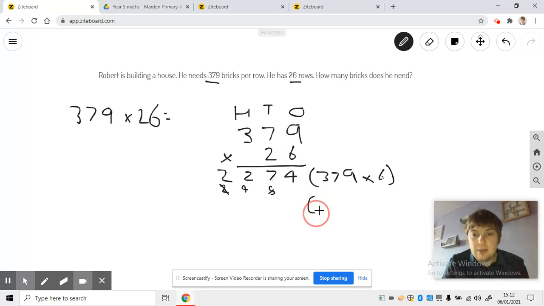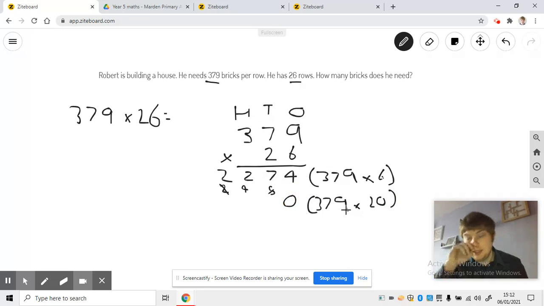We then do our next step, which is 379 multiplied by 20. We know the first step we can do here is our place value holder, and then we work our way through. So we've got 2 multiplied by 9, which we know to be 18. 2 multiplied by 7 is 14. Add the 1 provides me with 15. 2 multiplied by 3 is 6. Add the 1 is 7.